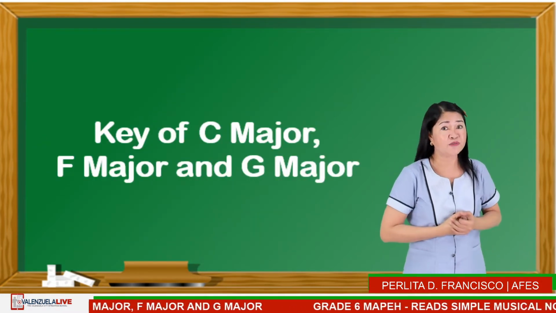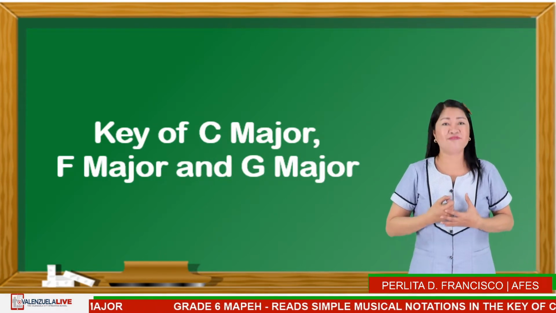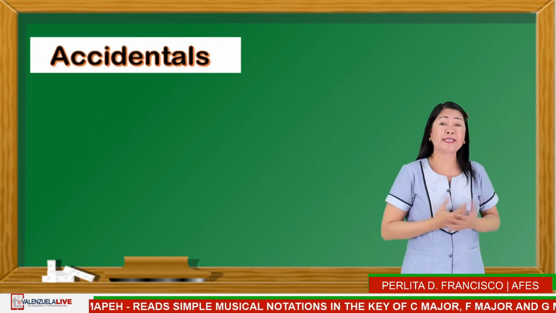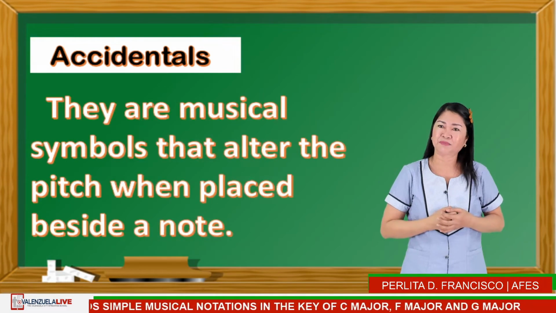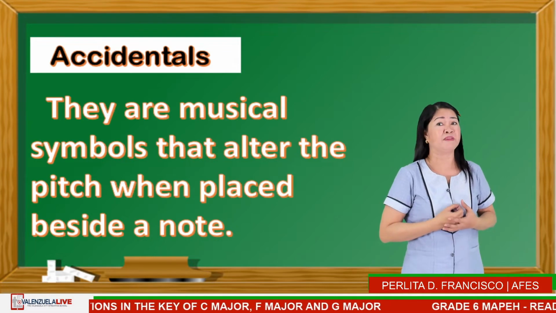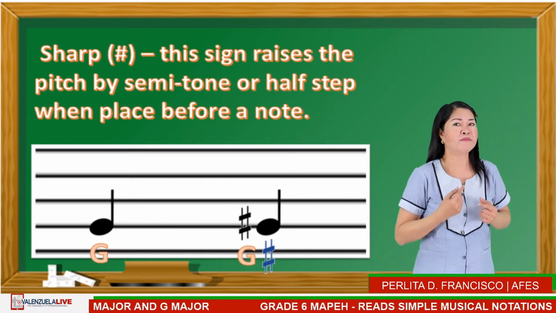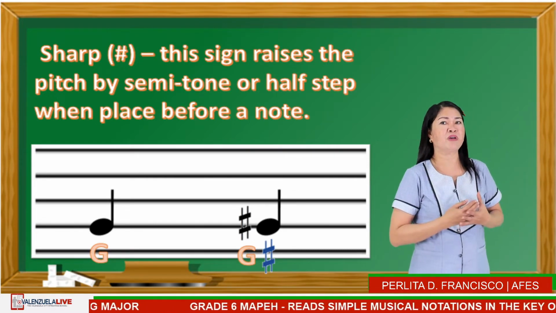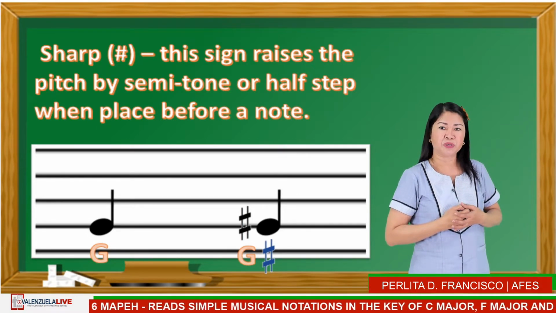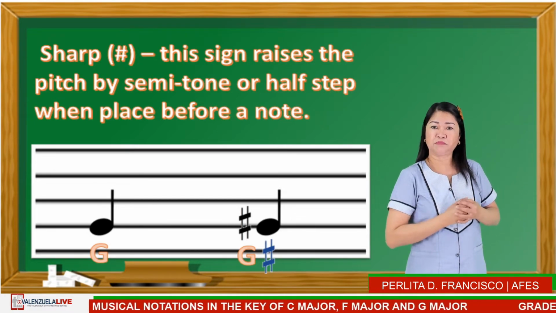So class, our lesson for today is about the key of C major, F major, and G major scale. But first, let us discuss accidentals. These are musical symbols that alter the pitch when placed beside a note. First we have the sharp. This sign raises the pitch by a semitone or half step when placed before a note. For example, G and G sharp.